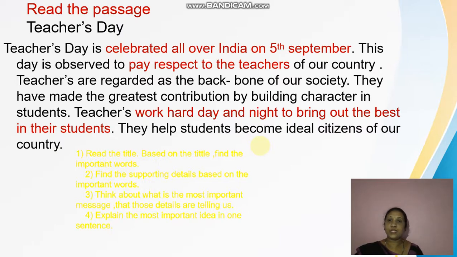So now you have to find the main idea of the story by following the 4 steps. What are those steps? We have to read the title of the story. Based on the title, we have to find the important words in the story. The second step is find the supporting details based on the important words. The third step is find the most important message that those details are telling us. The fourth step is explain the important idea in one sentence. By following these 4 steps, we find the main idea of the story. Now let us see the example of how to fill the main idea table.